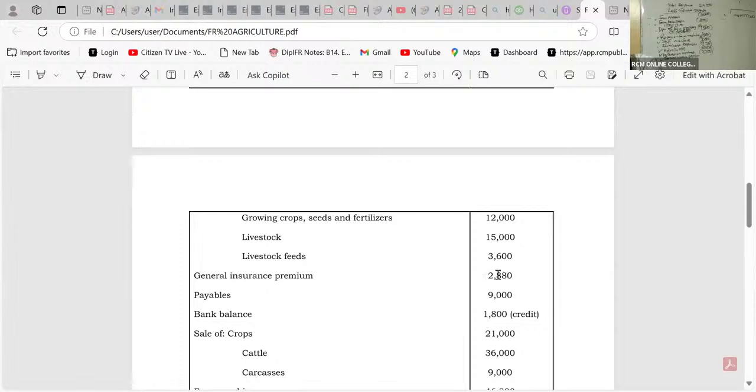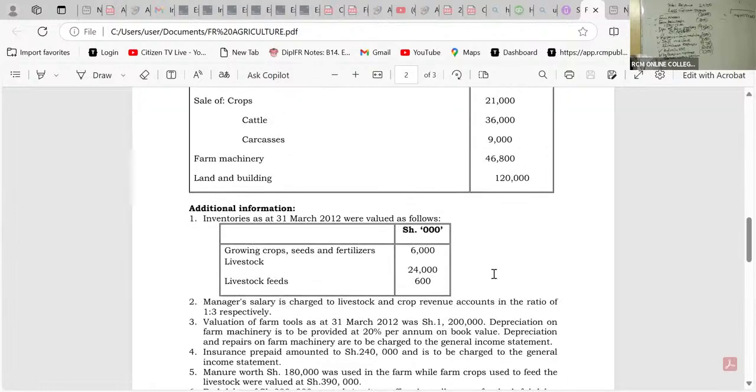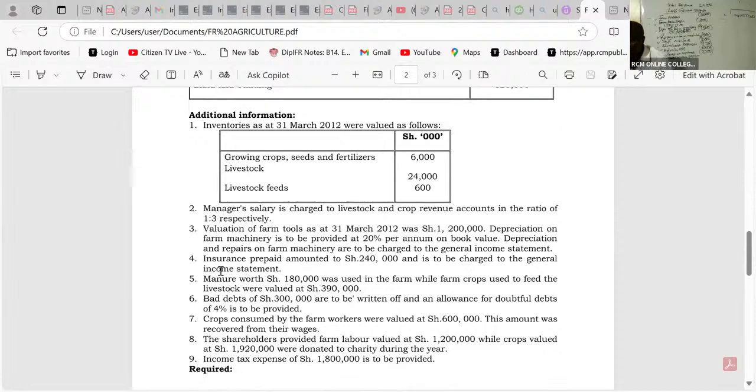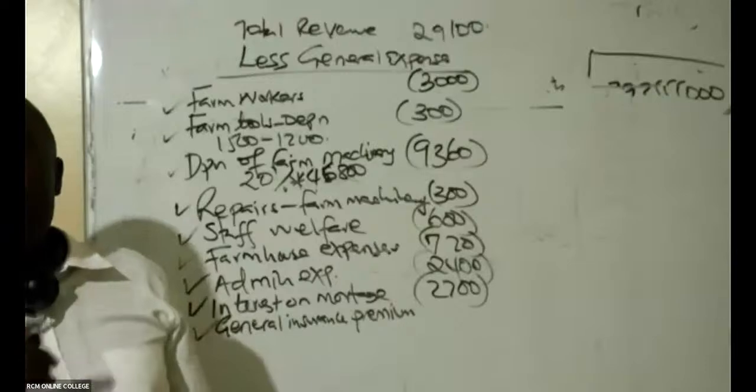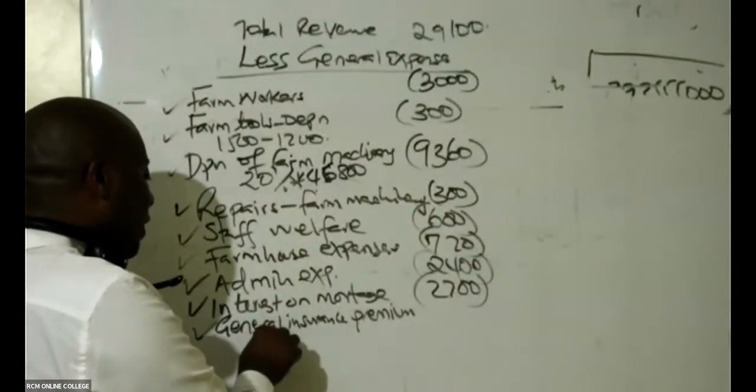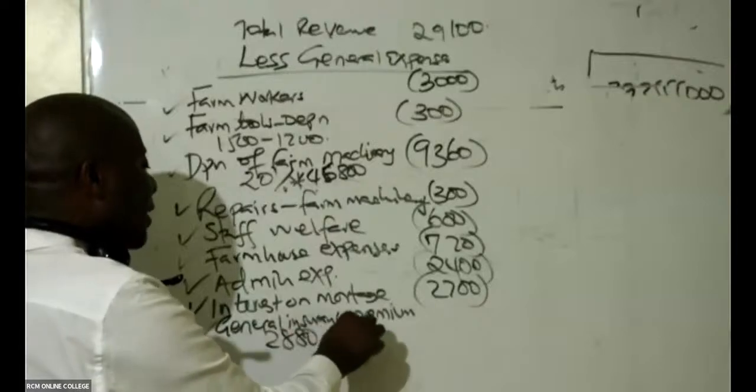But out of this amount, which is in the trial balance, there is a prepayment. Look at note number 4. Please write note number 4 there for your revision. That the insurance prepaid amount of 240,000 is to be charged to the general income statement. So it means that this 2880 figure has that 240.